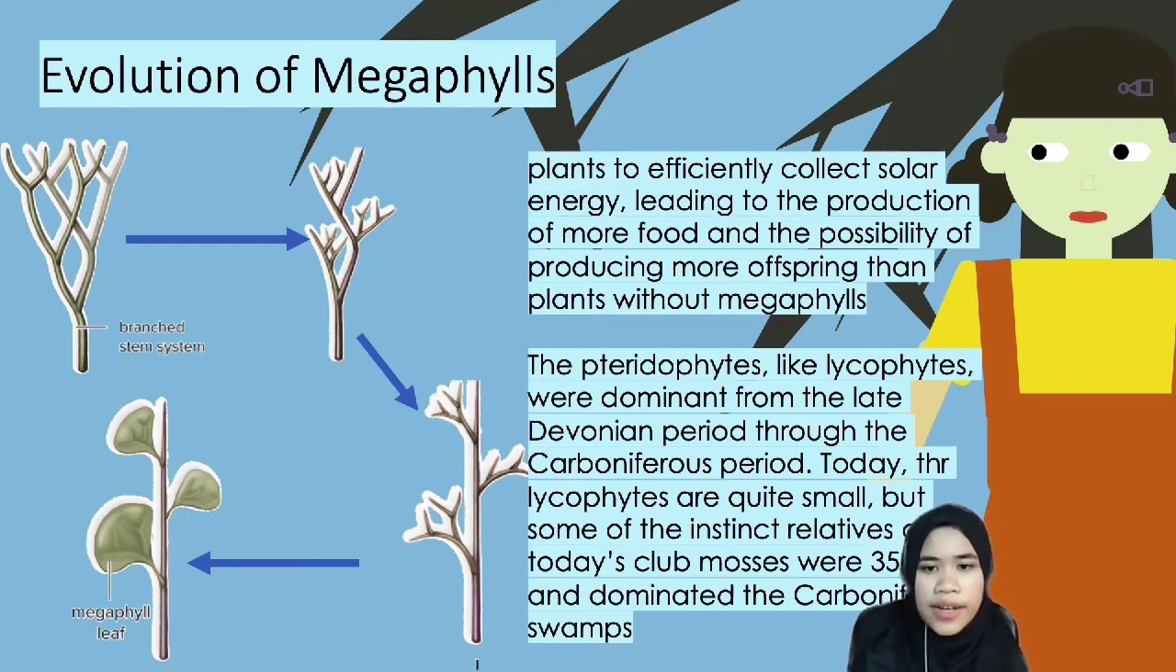The Pteridophytes, like Lycophytes, were dominant from the late Devonian period through the Carboniferous period. Today, the Lycophytes are quite small, but some of the extinct relatives of today's club mosses were 35 meters tall and dominated the Carboniferous swamps. The horsetails, around 18 meters tall, and ancient tree ferns, 8 meters or more in height, also contributed significantly to the great swamp forests of the time.